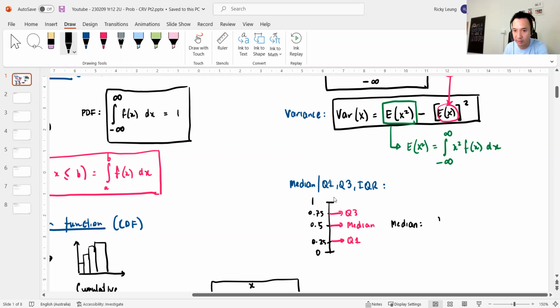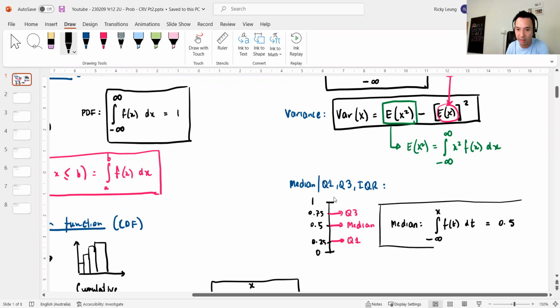You basically set the integral from negative infinity to whatever x value you want of f(t) dt, and set that equal to 50%. So you integrate and then solve for x, right? If I wanted to find the lower quartile, I'd do exactly the same, set it to 0.25; upper quartile, set it to 0.75. And for the interquartile range, you just take the difference, Q3 minus Q1. We'll be doing a question that touches on this later.